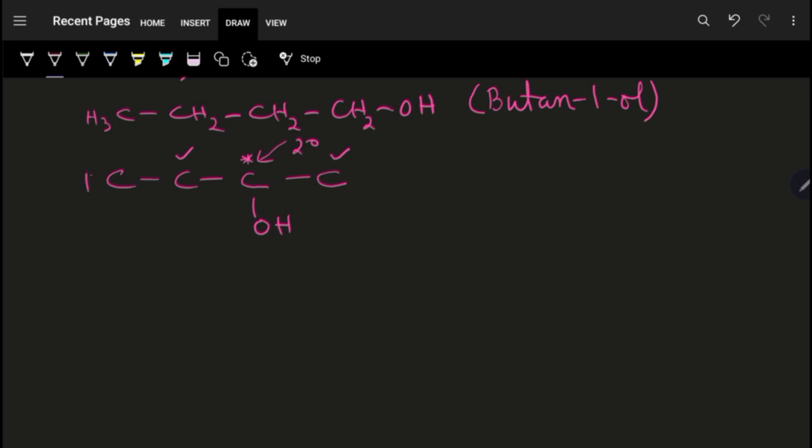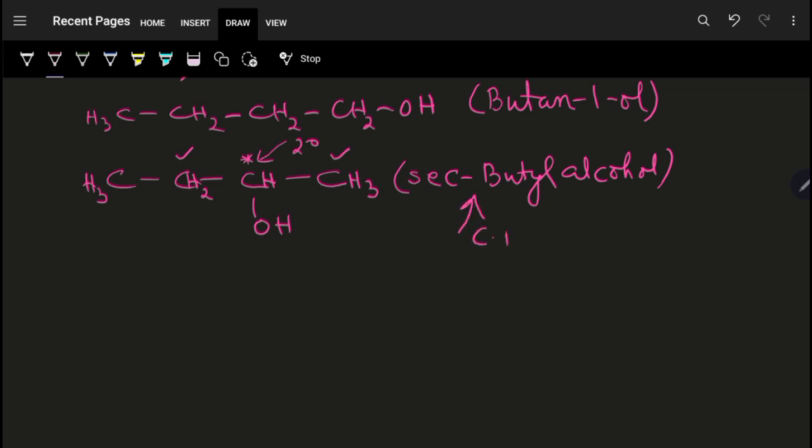So here I am writing CH3, CH2, CH(OH), CH3. Now if you see this, the carbon atom having OH is a 2 degree carbon. In total, they are having 4 carbon atoms, so it is a secondary butyl alcohol. It's a secondary butyl alcohol, which is the common name. But what is the IUPAC name? Obviously, I have to number it from the right hand side to give the carbon atom having OH the lowest number. So it becomes butan-2-ol.